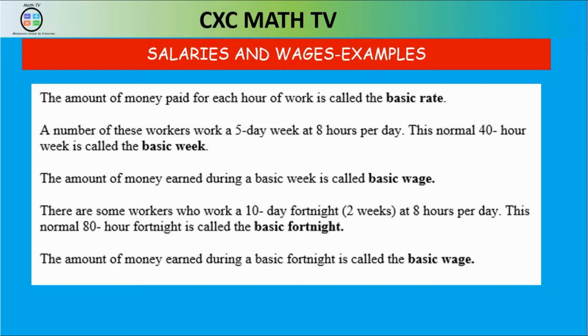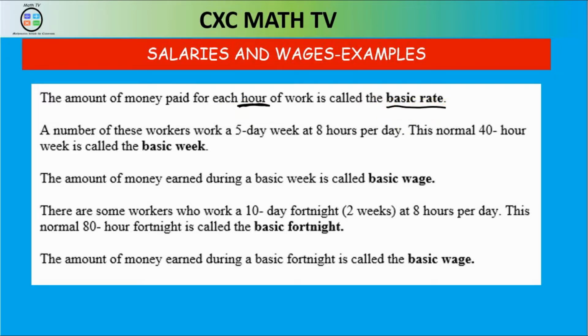So of course, when we go to work, some places pay you per hour. So maybe they tell you that for every hour you're earning $2,500. Or maybe they say every hour you're earning TT $100. Or maybe they say every hour you're earning 15 US dollars. That's what we call the basic rate.